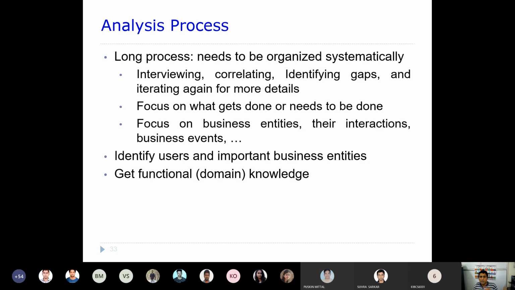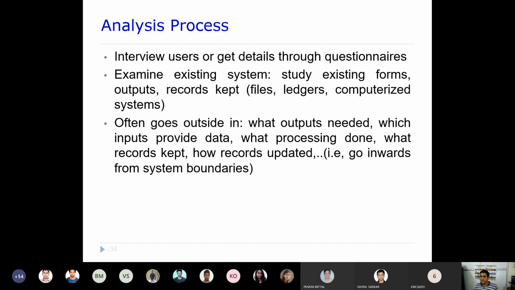Part of those business entities are different users, right? For academics, there are students and the dean academic, or the assistant registrar. They are the users for that particular system. And in the accounts section, maybe accountants are the only users. You need to identify users as well as business entities and functional domain knowledge. So you need to try to get all the domain knowledge about those entities. Usually, you may interview users to get details through a questionnaire.